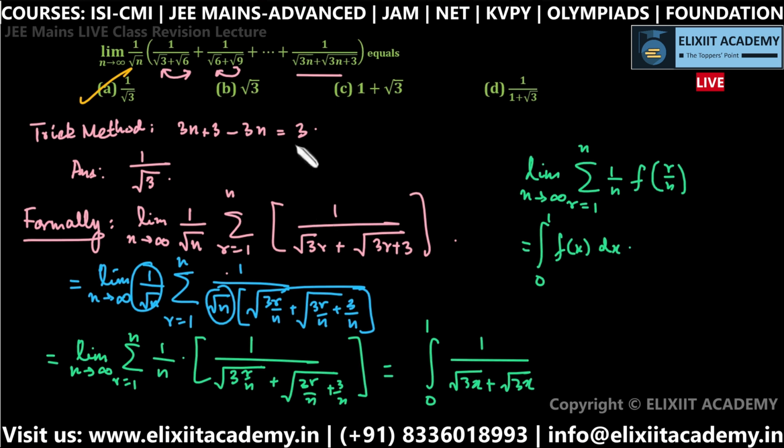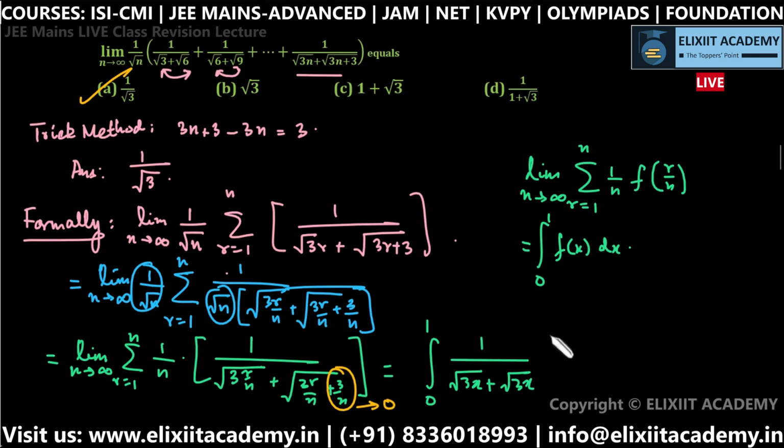And once again, some students often get confused over here that if n tends to infinity, we have one 3 by n over here. So how to deal with this 3 by n in this case? As n tends to infinity, you simply take this 3 by n tends to 0. Obviously make this 0 and then simply solve this. So this is integration 0 to 1, 1 upon root 3x plus root 3x.